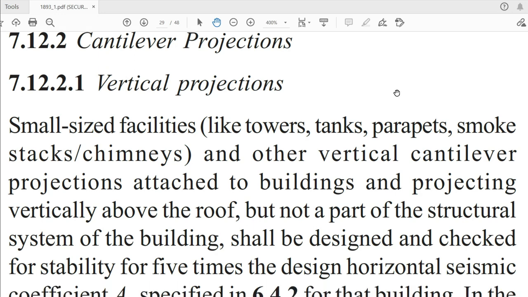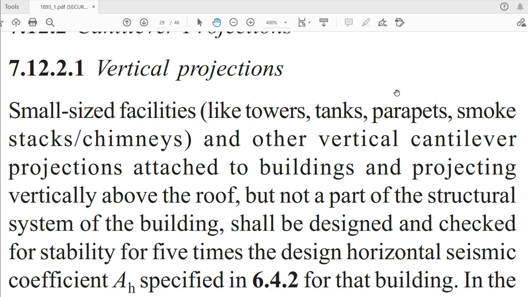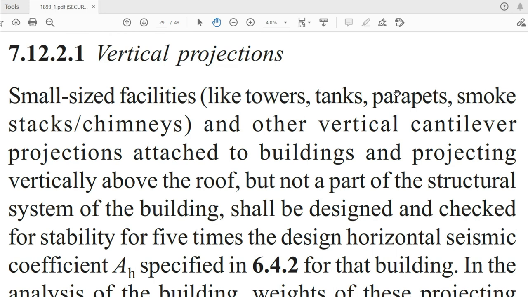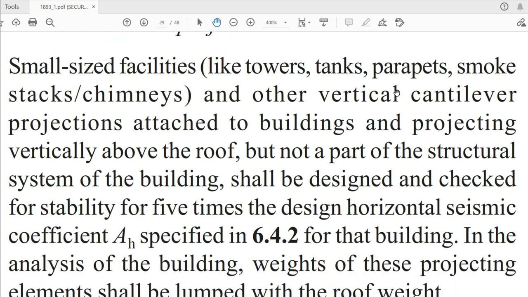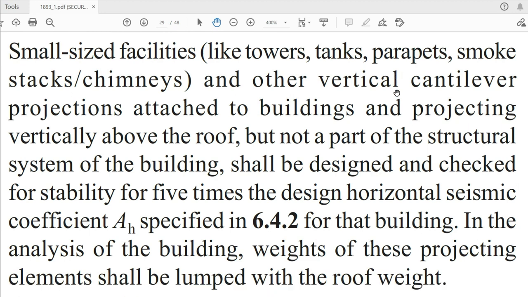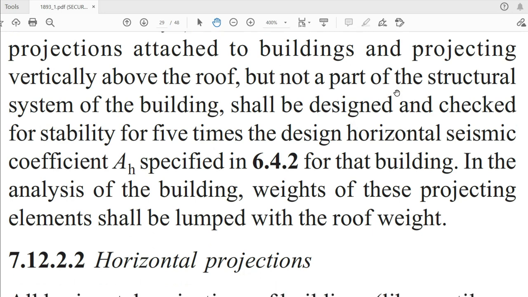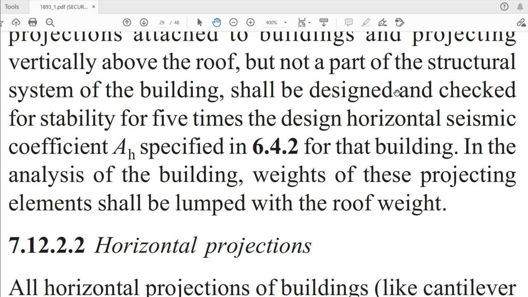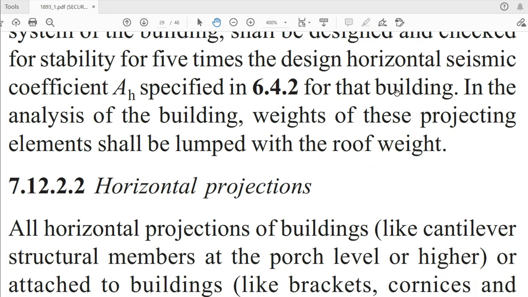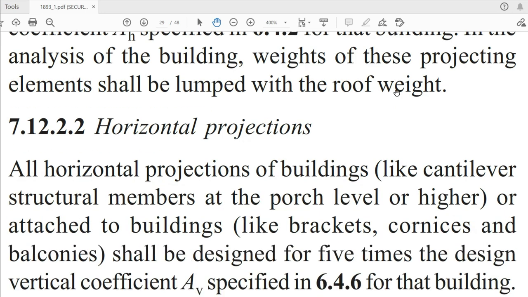Cantilever projections are again divided into two types: vertical projections and horizontal projections. Vertical projections are like towers, tanks, parapets, smoke stacks, chimneys, and these are attached to the building, projecting vertically above the roof, but are not part of the structural system of the building. So these also need to be designed and checked for 5 times the design horizontal seismic coefficient AH.